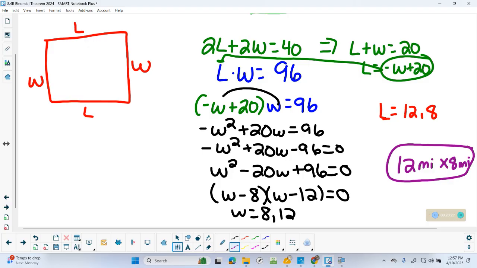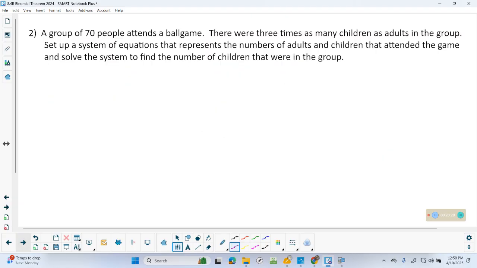All right, well, let's do one more little practice problem. Throwback to chapter 7, systems of equations. A group of 70 people attends the ball game. There were 3 times as many children as adults. That sounds scary. Set up a system of equations that represents the number of adults and children. Solve the system to find the number of children that were in the group.